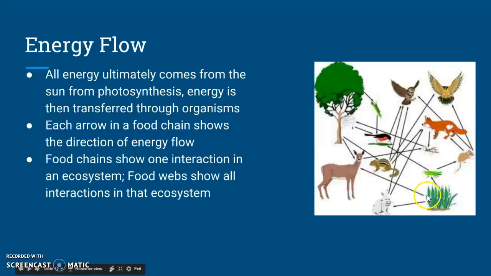So if you look here is our grass. Our grass is able to grow and produce energy from the sun through photosynthesis, and it is eaten by a cricket here. So the arrow goes to the cricket because the cricket is the one getting the energy. Food chains show one interaction in an ecosystem, and food webs show all interactions in that ecosystem.